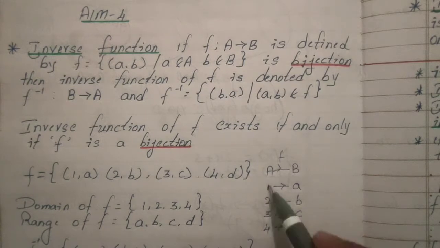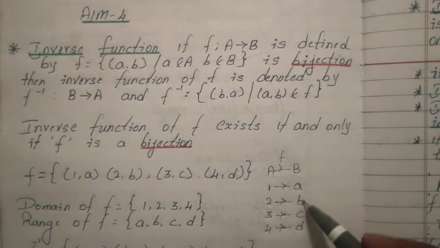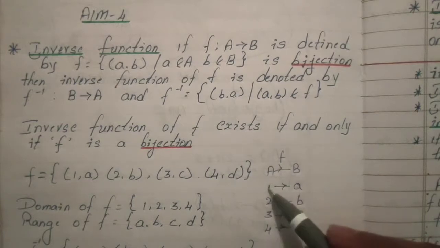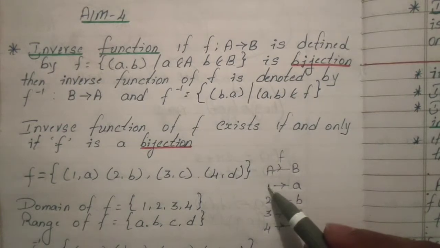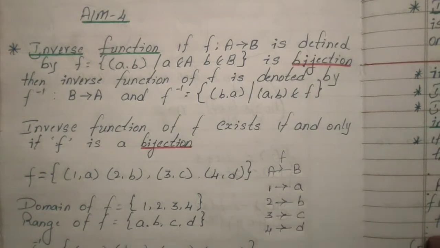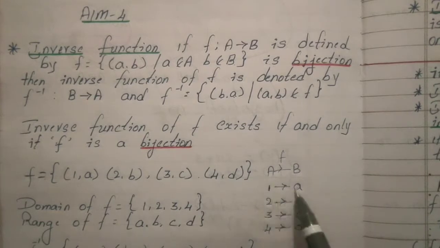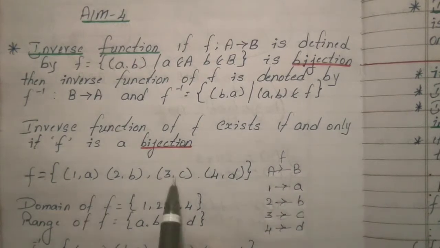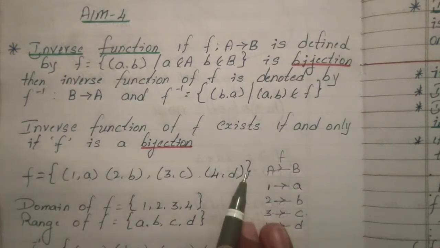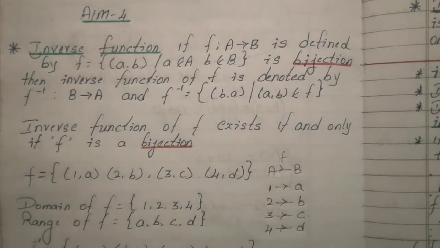1, 2, 3, 4 are said to be domain. a, b, c, d are said to be range. a is image of 1. Image of 2 is b. Image of 3 is c. Image of 4 is d. Now, what is f inverse? This is my function. Then what is f inverse?